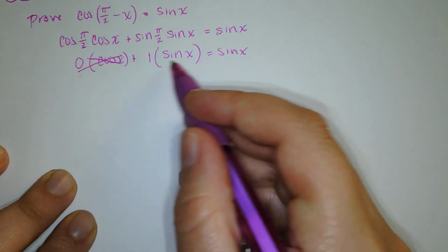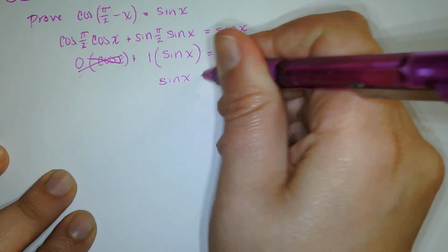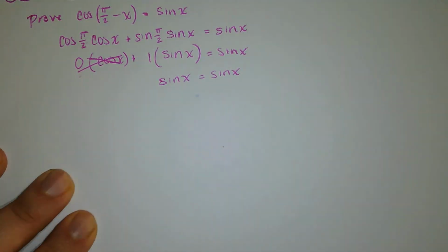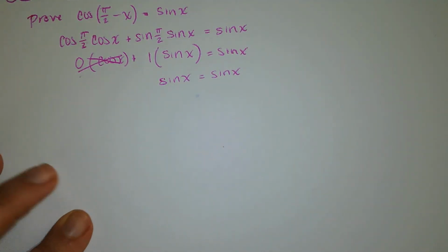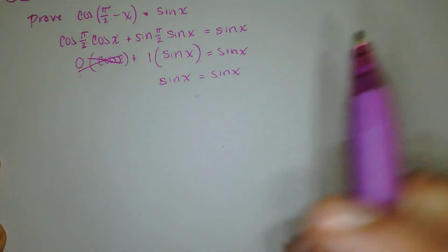And what happens? Well, 0 times anything is 0. That part's gone. And then 1 times anything is itself, an identity. So here we have sine x equals sine x. So you can actually prove these identities just like we did with the other formulas. It might take a little bit more time, and if you get stuck on them, just ask me. Show me what you've done so far, and I can push you to the next step, and you might be able to figure it out yourself.